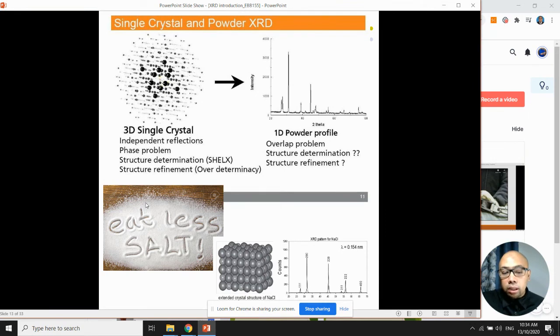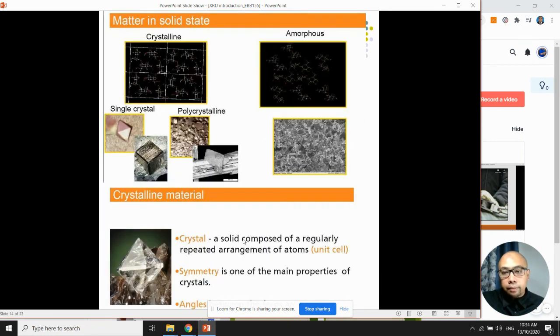So in order to ensure this white powder is sodium chloride, we scan the salt sample powder, and we found that the pattern is here. When we use the software and do the matching technique, we found that this pattern matches sodium chloride. Therefore, it's confirmed that this white powder is sodium chloride.